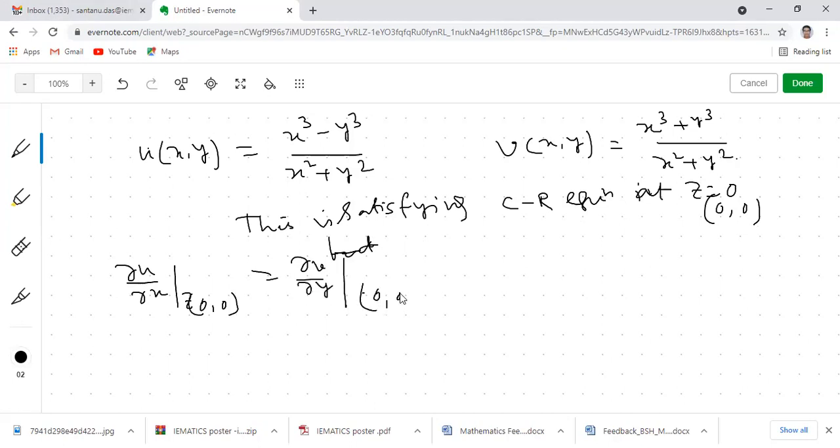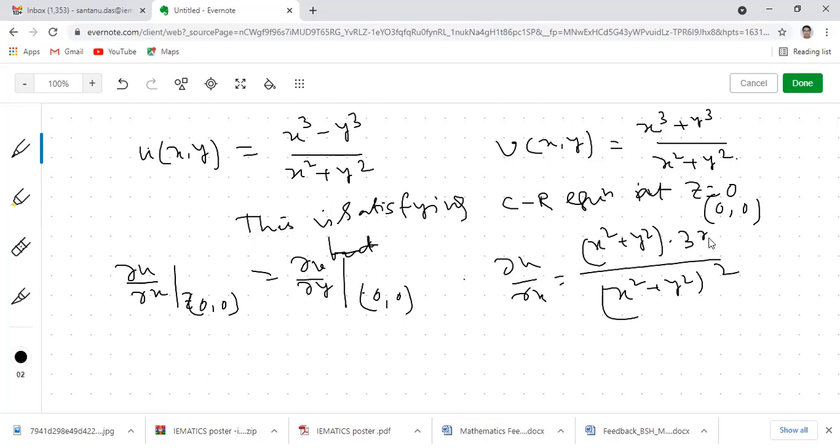But if you directly try to find del u del x and put x equals 0 and y equals 0, then this will not be defined, because if you find del u del x, the denominator is x square plus y square whole square, then this is fixed.